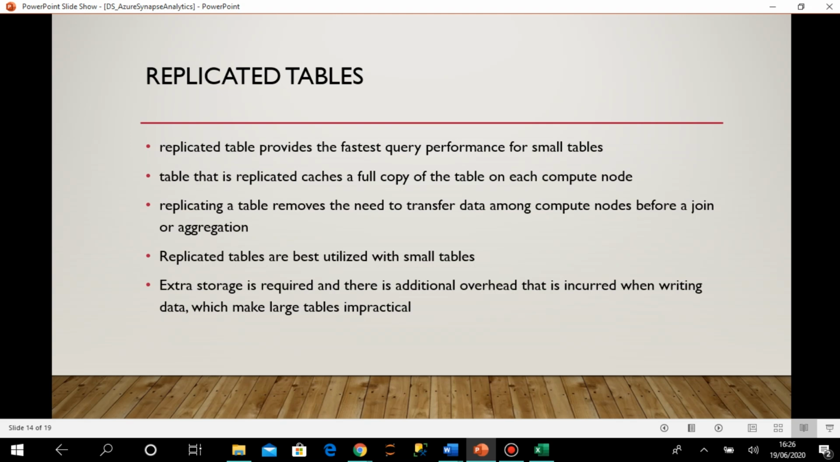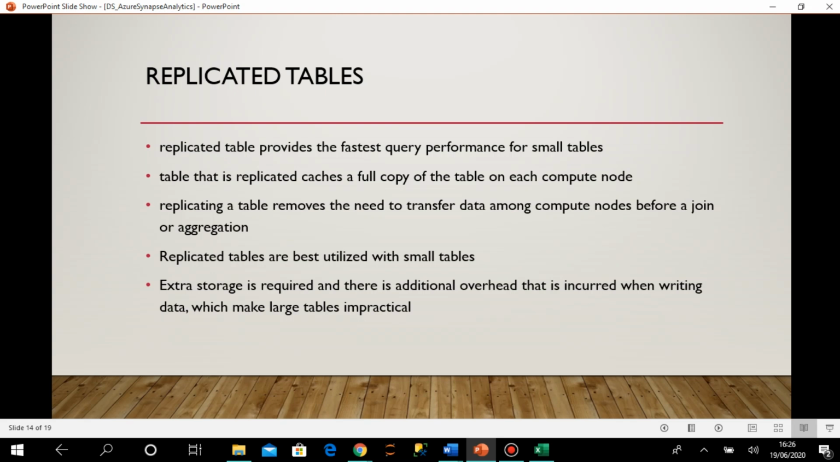Replicating a table removes the need to transfer data among compute nodes before a join or aggregation. Suppose there is one table named employee and every node has that table. Whenever a join clause is written and the employee table is required, it does not need to transfer any data from other nodes because this table is available with everyone. It's a common resource. So it does not need to do any processing to look for or transfer the data. Of course it is faster, right?